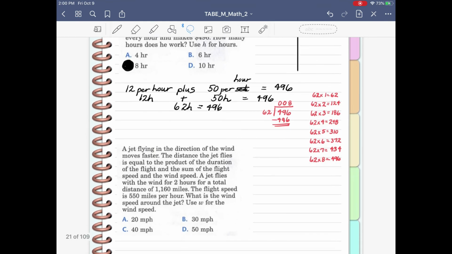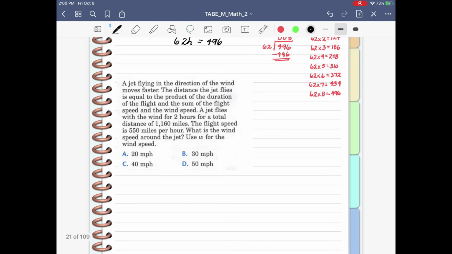Number 16. A jet flying in the direction of the wind moves faster. The distance the jet flies is equal to the product of the duration of the flight and the sum of the flight speed and the wind speed. A jet flies with the wind for 2 hours for a total distance of 1,160 miles. The flight speed is 550 miles per hour. What is the wind speed around the jet? Use W for the wind speed.